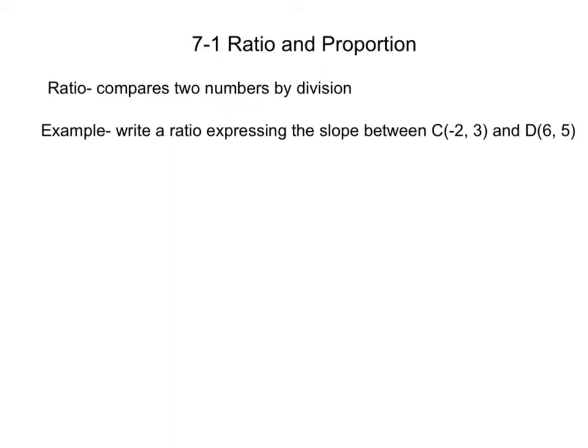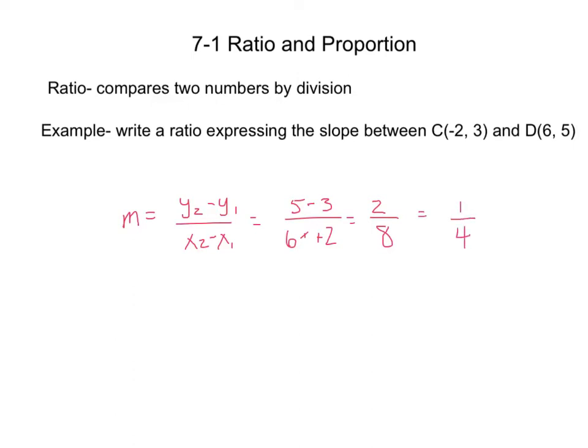So an example of a ratio would be, write a ratio expressing the slope between point C and D. Well, you've done this before. You know that the slope is equal to y2 minus y1 over x2 minus x1. So all we're left with now is something such as 5 minus 3 over 6 minus negative 2. Simplifying this now, we see it's going to be 2 over, well, 6 minus negative 2 turns to plus, so we end up with 8 on bottom. Now this is not simplest form, so we're just going to change it to 1 over 4. And we're done now.